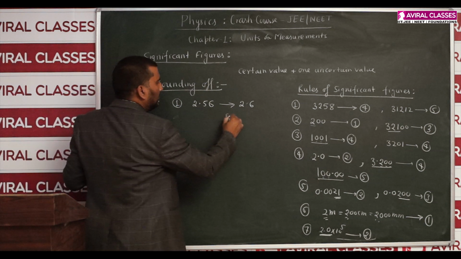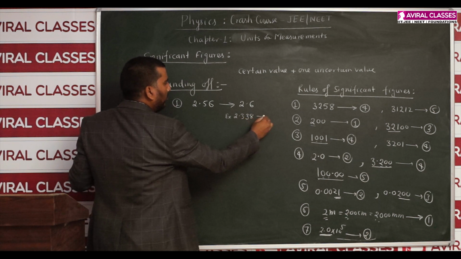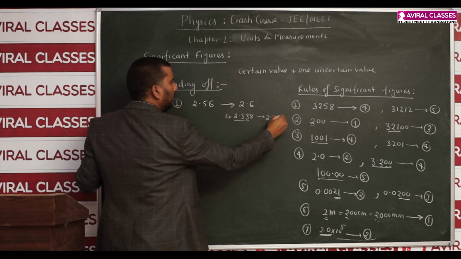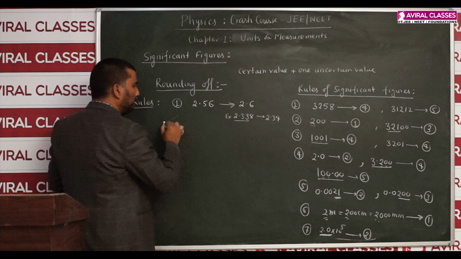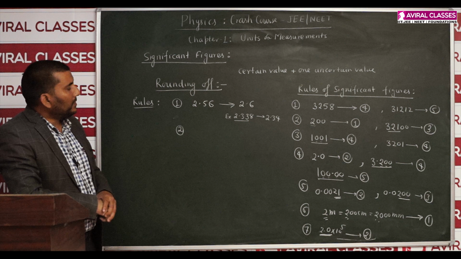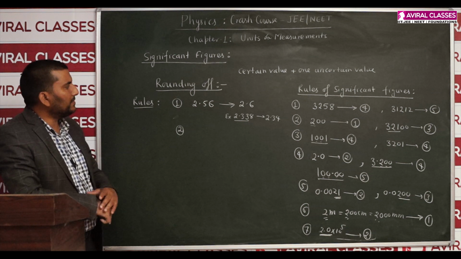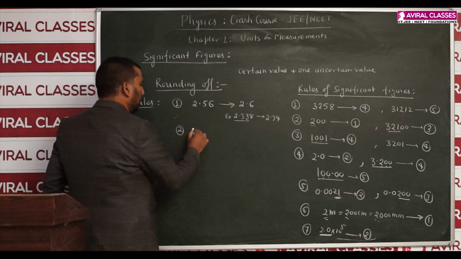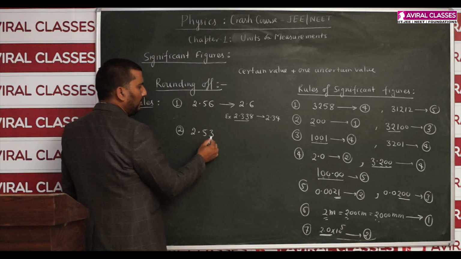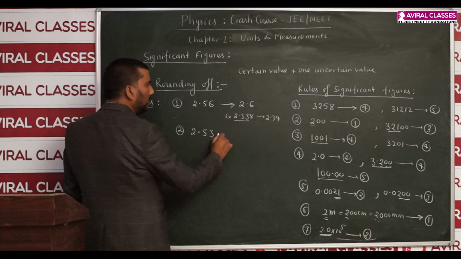One more example: 2.338. We want to make it 3 digits. 8 is more than 5, so it is 2.34. Rule 2: if the last digit which has to be removed is less than 5, then the preceding digit will remain the same. If in the above case it were 2.53, now we want to write it in 2 digits only, and it is less than 5, so it will remain the same.